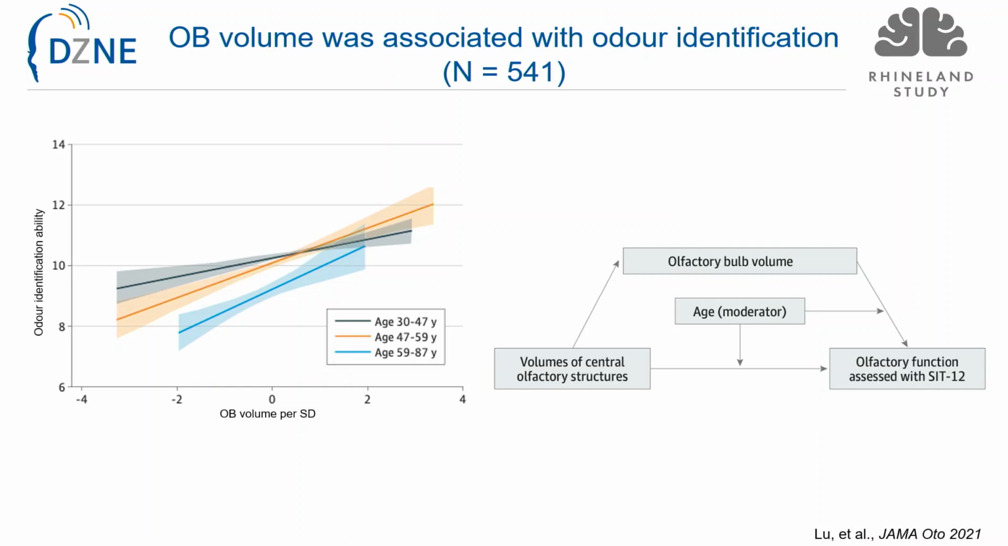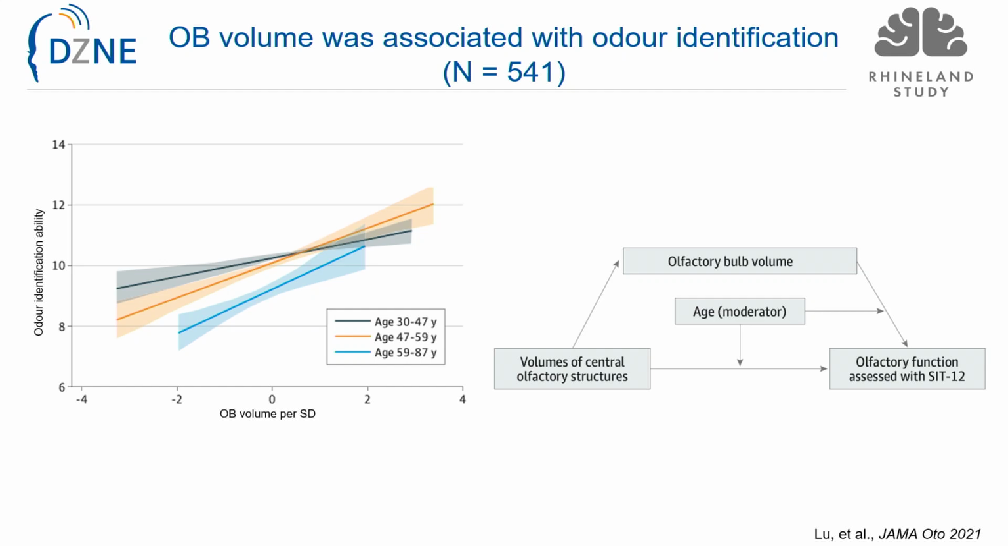Previous work from our group examined the volume of several central olfactory structures, including the manually segmented olfactory bulb volume in 541 participants from the Rhineland Study. Our colleague found that olfactory bulb volume is positively correlated with odor identification in all age groups. It also acts as a mediator in the relationship between volumes of central olfactory structures and odor identification, which shows promise of olfactory bulb volume as a predictor for olfactory dysfunction, which might be applied in clinical routine to assess olfactory dysfunction.